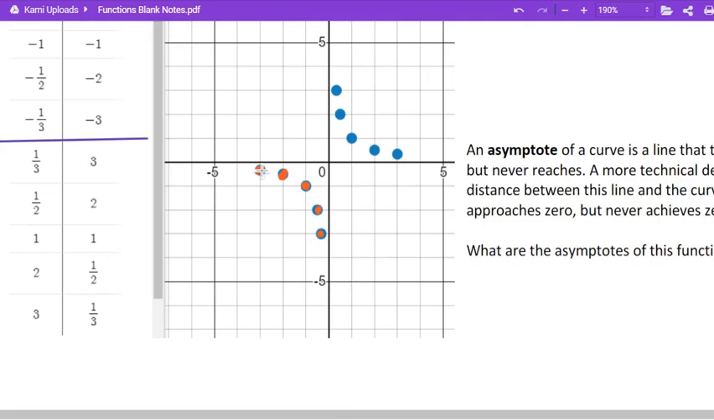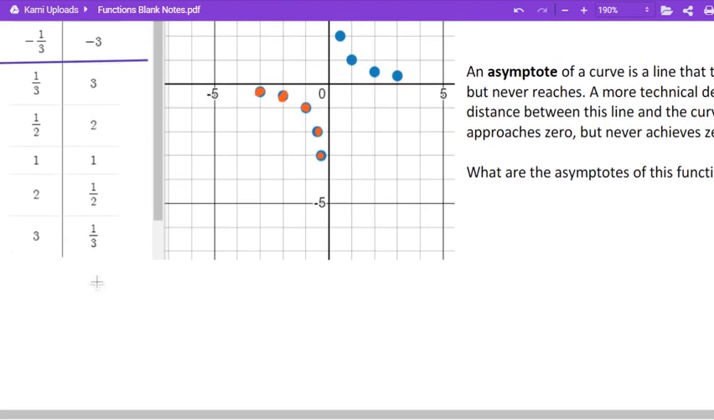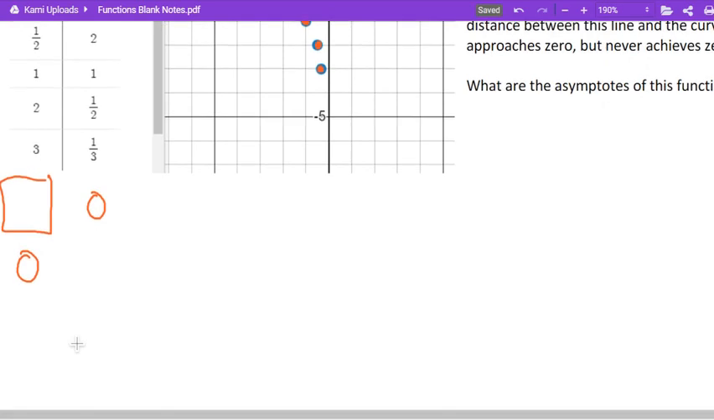Okay, so here's my question. When does this function hit y equals 0? So what is the input that will give you a value of y equals 0? Well, let's look at that. Folks, if my input is x equals 0, what is the reciprocal of that? No, 1 over 0. What's that?